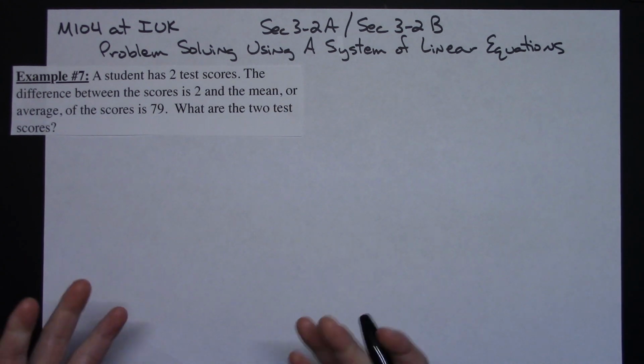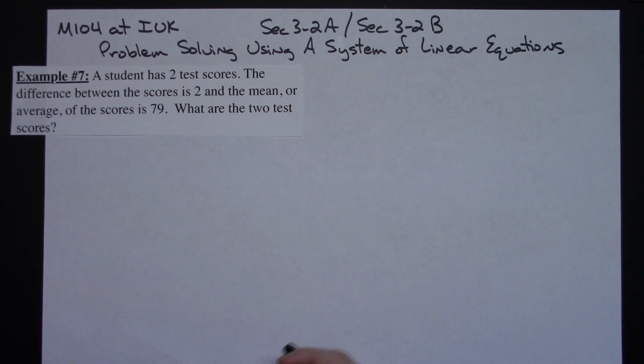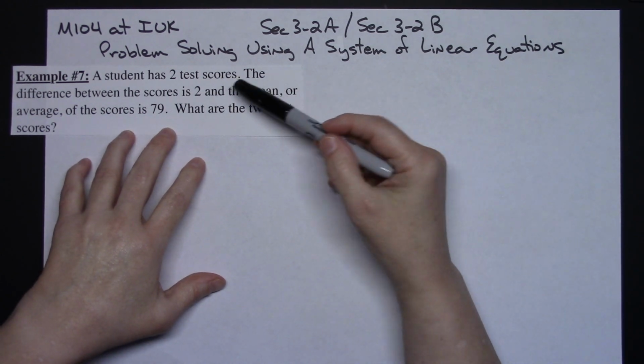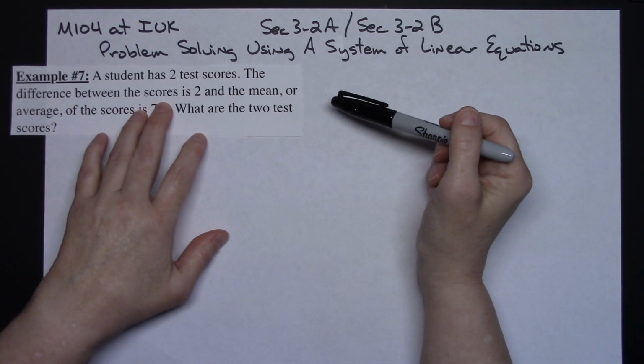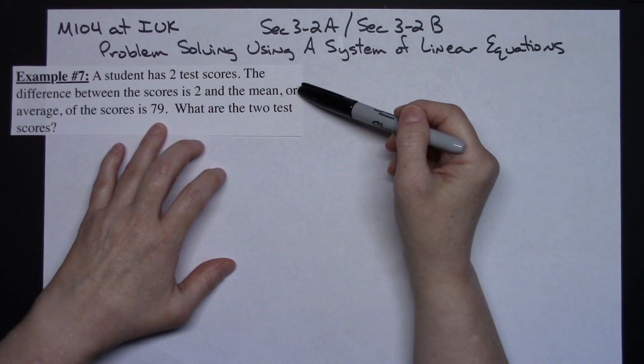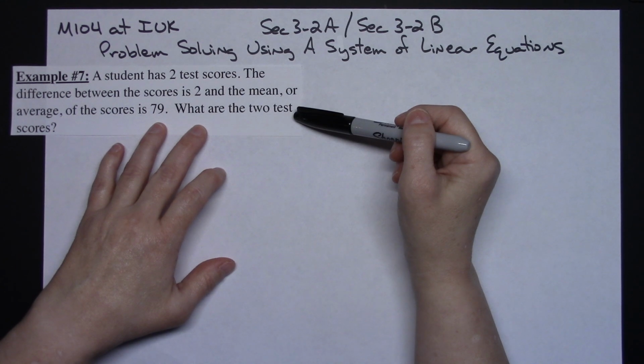Okay, this one is just another example of a type of problem that you might see in dealing with this system of linear equations. Alright, so we've got a student that has two test scores. The difference between the scores is 2, and the mean or average of the scores is 79. What are the two test scores?